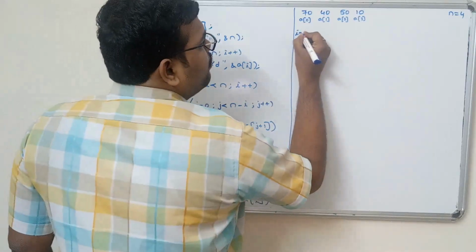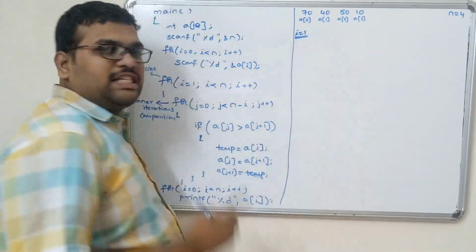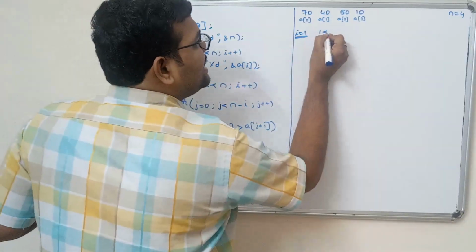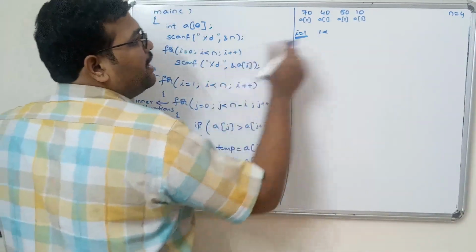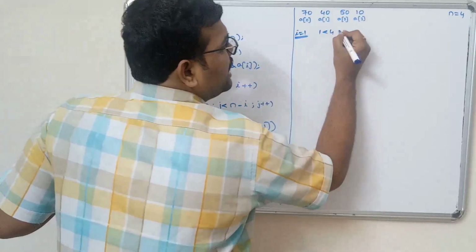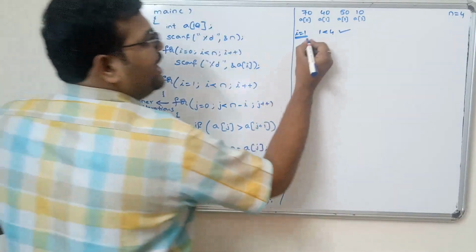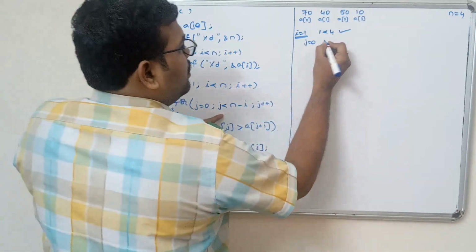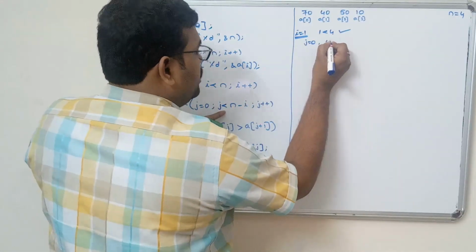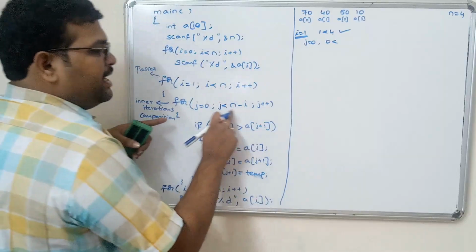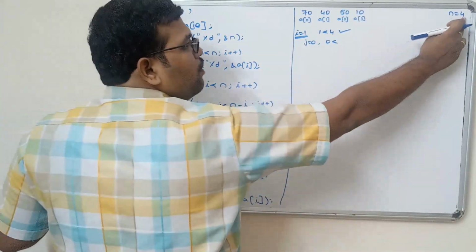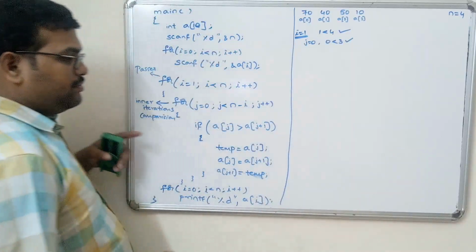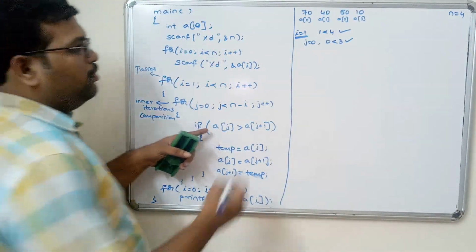Now i is equal to 1. So first pass, i is equal to 1. So 1 less than n. Here n is 4, so the condition is true. Obviously next j is equal to 0. Then 0 less than n minus i, that means 4 minus 1, 3. This is also right. So the control will enter into the loop.